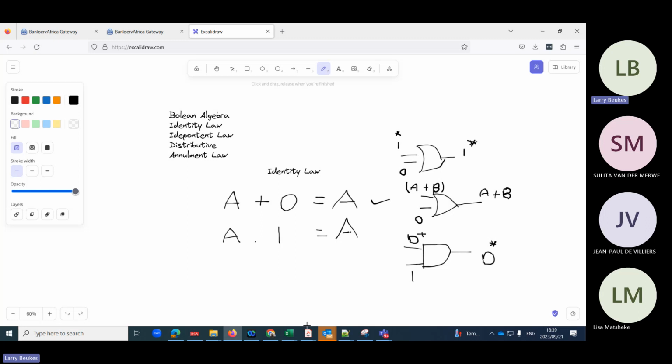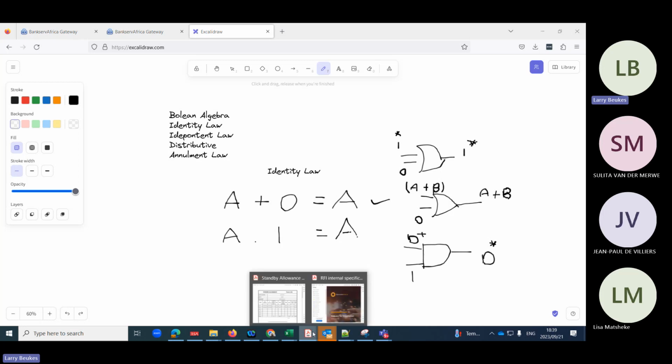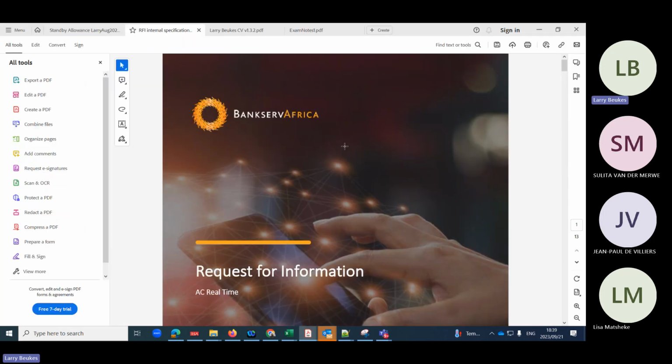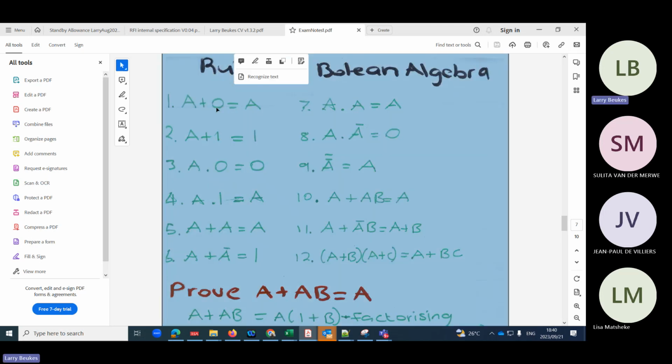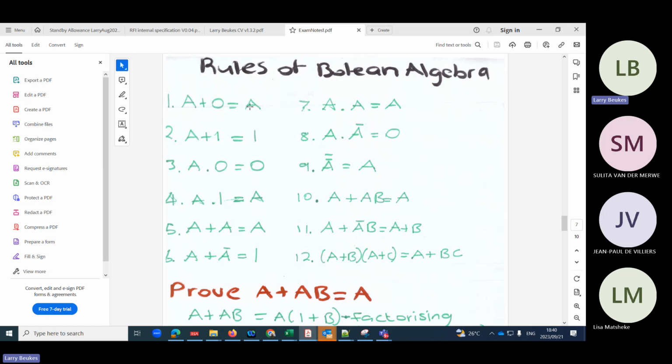Okay, so now let's go to our 12 laws. I summarized everything into 12 laws, and let's see where the identity law is. Is it the exam notes one? Okay. So this, A or 0, what law is this? Identity law, right? A plus 0 is A. This is an identity law, which is law number 1, okay?